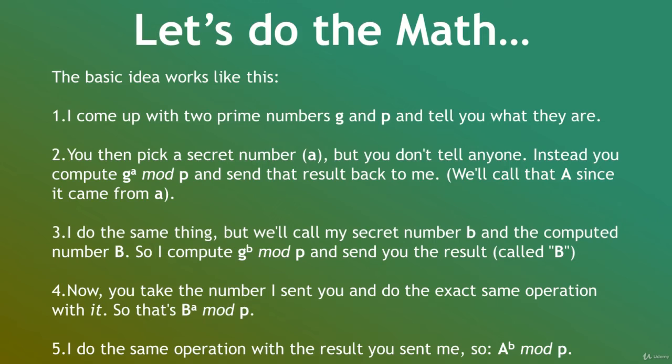I do the same thing, but we'll call my secret number small b and the computed number capital B. So I compute G to the small b modulo P and send you the result called capital B. Now you take the number I sent you and do the exact same operation with it. So that's capital B to the small a modulo P. Finally, I do the same operation with the result you sent me. So that's capital A to the small b modulo P.